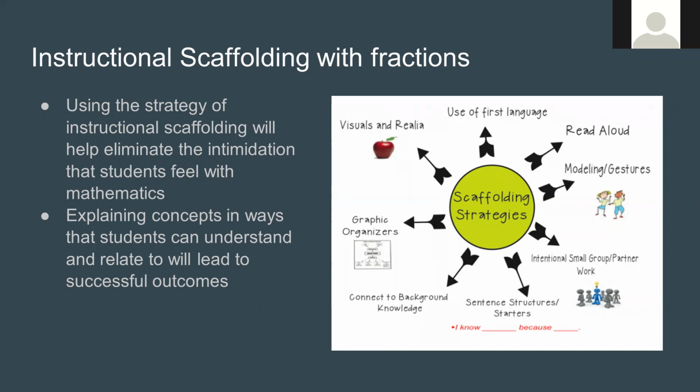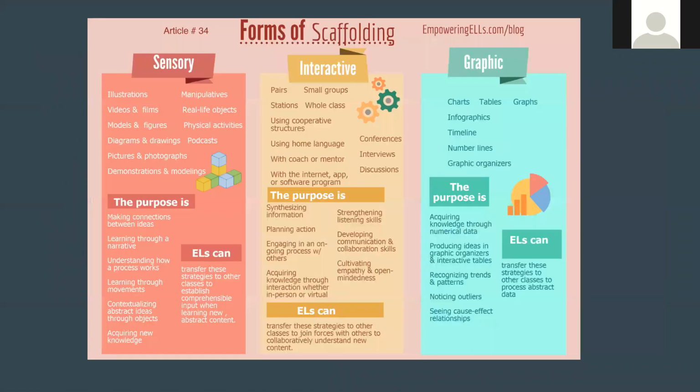So here we have a photo of different strategies of scaffolding. So visuals, graphic organizers, modeling, so on and so forth. And then also here we have, there's 3 different types of scaffolding. There's sensory, there's interactive, and there's graphic. Instructional scaffolding falls under interactive because it involves teaching with a coach or mentor, like it says here, and it helps students strengthen their skills and engage with the process of learning with an expert.